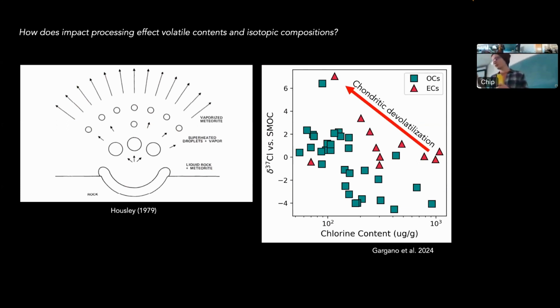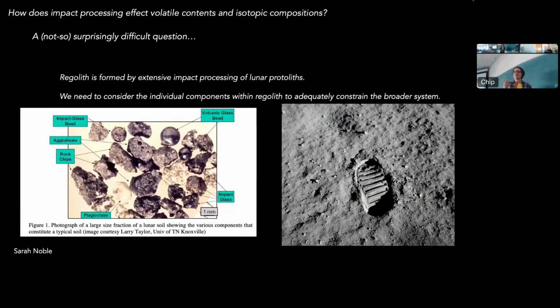So we have a non-unique solution of whether or not we have an inherited isotope value or a fractionated one for the impact process. And to better constrain how the impact process affects these volatile inventories is a surprisingly difficult question. And it's one I've been working on for a couple of years now. And hopefully I've made some tangible progress on it.